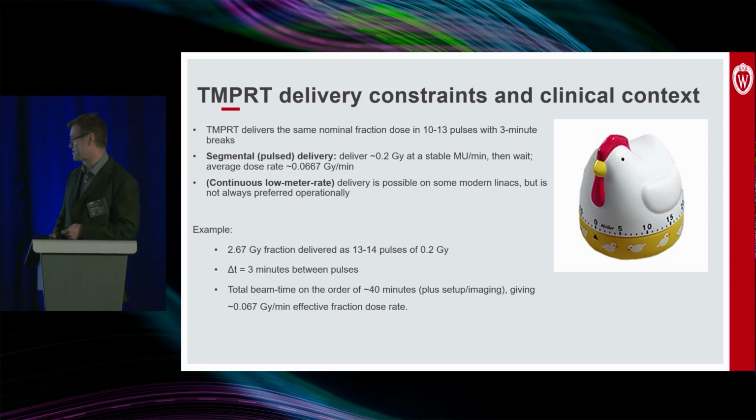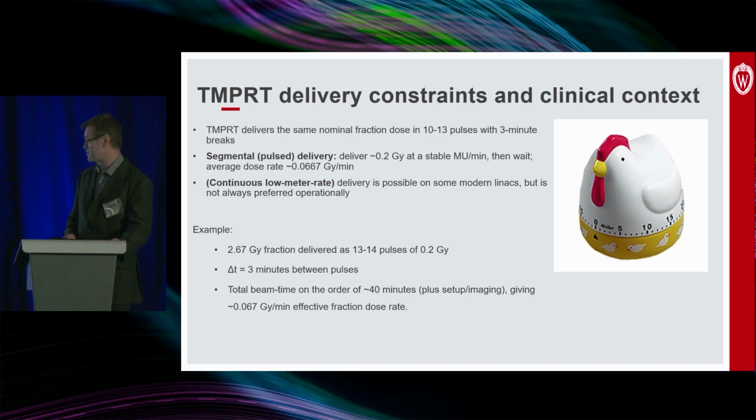You can also do this with a continuous low meter rate delivery, like some of the Elekta systems. You can directly program in the meter rate. It's been of mixed use for us on the TrueBeams. MLC motor drift and thyratron wear tend to be experienced with really low dose rates, sort of the 5 MU to 10 MU per minute dose rates. And so we've opted for a segmental approach.